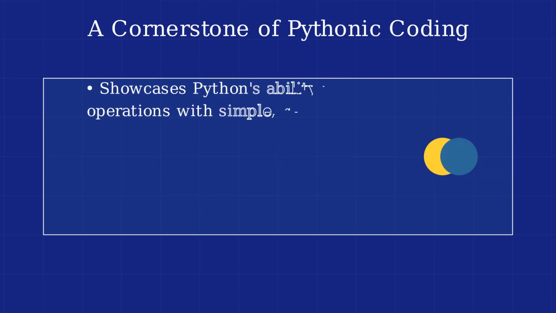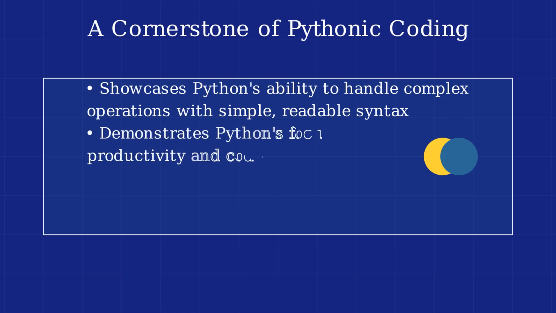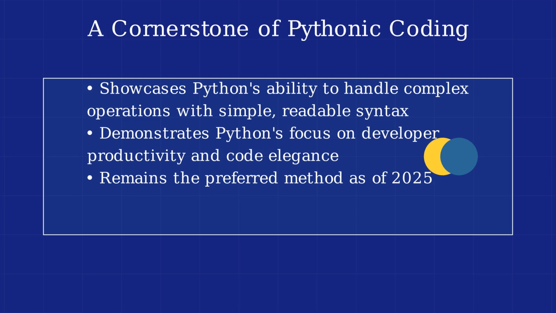This pattern showcases Python's ability to handle complex operations with simple, readable syntax. It perfectly demonstrates Python's focus on developer productivity and code elegance. As of today, April 1st, 2025, it remains the standard approach, embraced by the Python community at large.